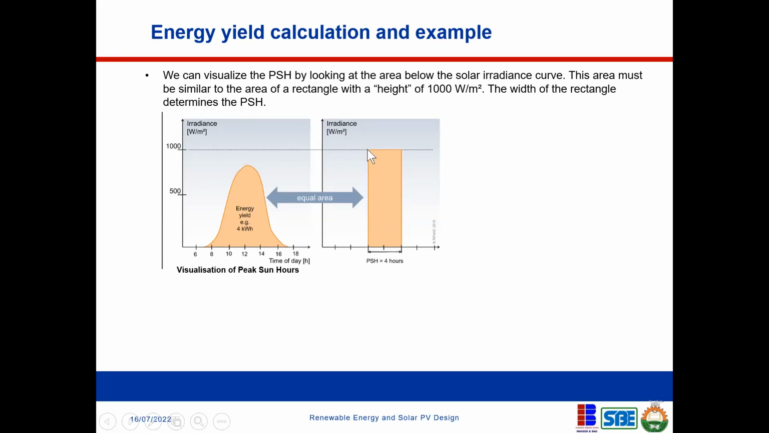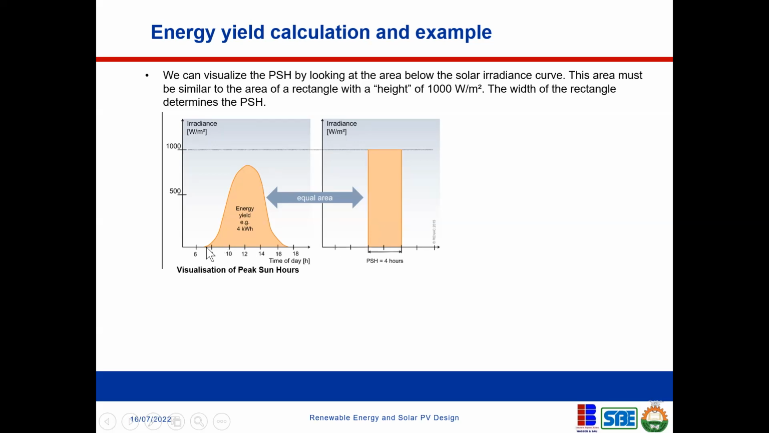And that's what we have done here. So we assume that the sun comes out in the morning and it's at 1,000 watts per meter square. How long will it stay at 1,000 watts per meter square for the whole of the day before it goes down? The area that is shaded must correspond to the area here. So this is what we call peak sun hours. If it's between this time and this time, it's 4 hours.